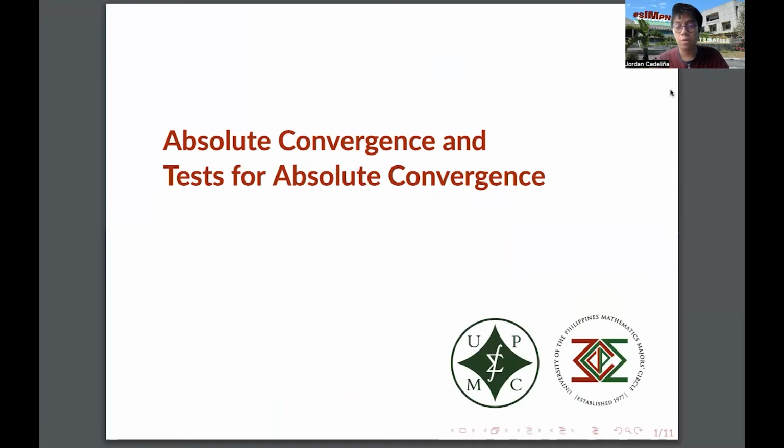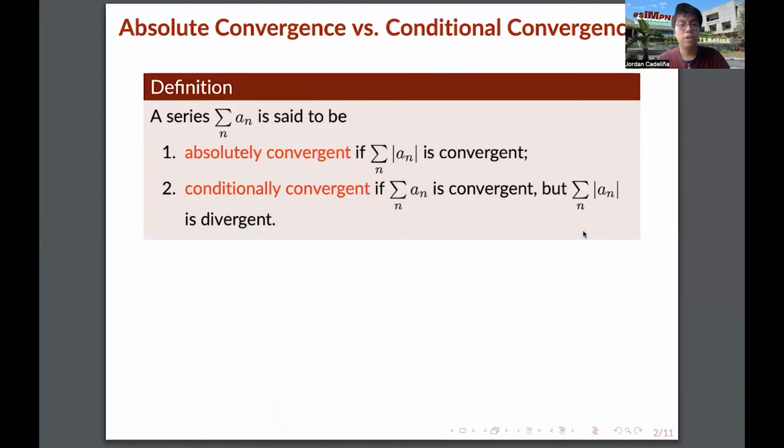So what is Absolute Convergence? Absolute Convergence is actually part of two types of convergence. So a series, A sub n, is only said to be absolutely convergent if yung absolute value na A sub n is convergent. Conditionally convergent if yung A sub n is convergent pero yung absolute value na A sub n na series is divergent. So there's a theorem relating dito sa absolute convergence.